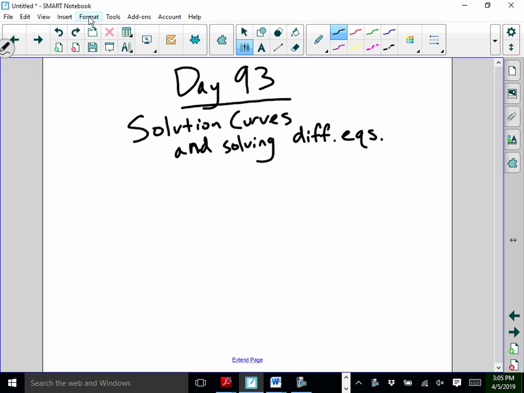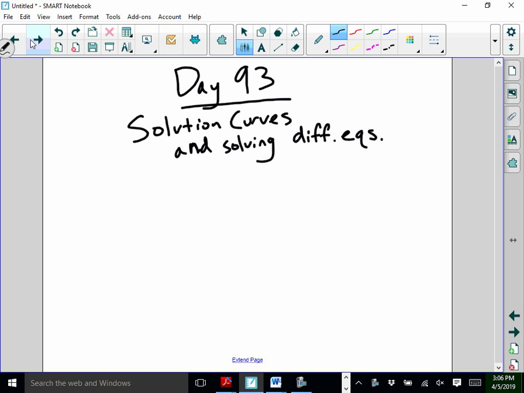Today we're looking at solution curves and the big part of this standard, which is solving differential equations, which I call diff-EQs. One of the things that the AP exam might ask you to do is plot a solution curve. They'll give you a point and then you have to plot the solution curve. So let's take a look at an example.